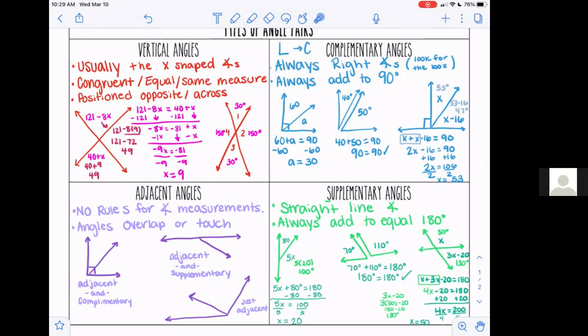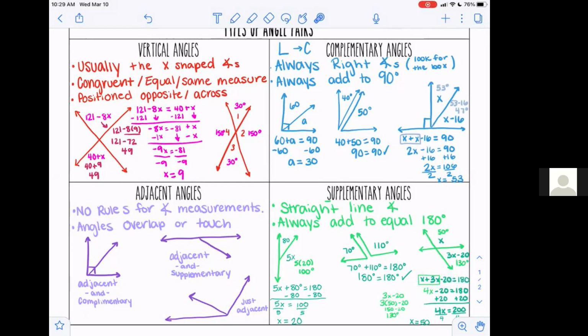Supplementary angles make a straight line. You can always look for that straight line in there, and that's how you know it's supplementary. These are going to add to equal 180. So we're going to put the math of both angles on one side, and we're going to set it equal to 180. They're going to be both on the same side and equal to 180.